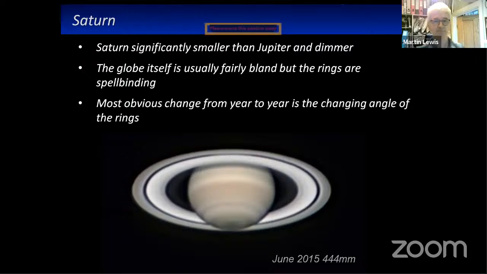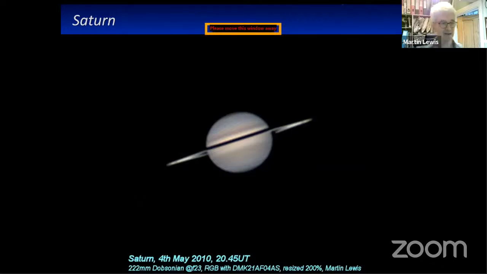Saturn, the most captivating of the planets, because of the rings, quite spectacular to see, spellbinding really. Although the globe itself is usually fairly bland, you can see belts on there, but not an awful lot changes. But very spectacular. One of the key things that does change is the tilt of the rings. So that was an image from 2015. In 2010, however, the rings were edge on, and that happens every 13 years.